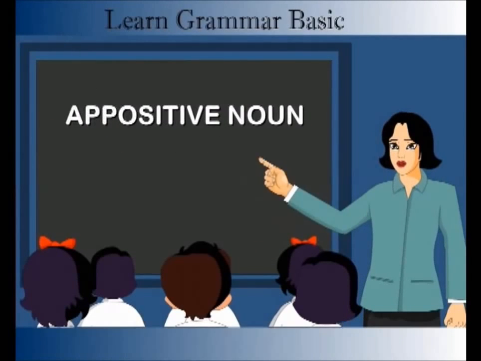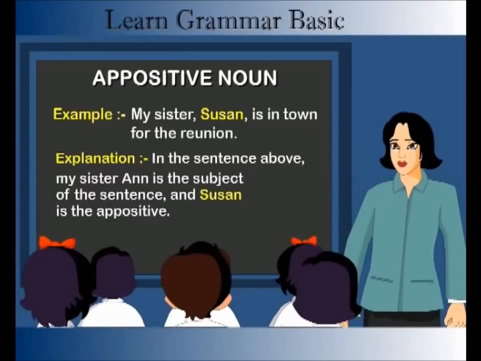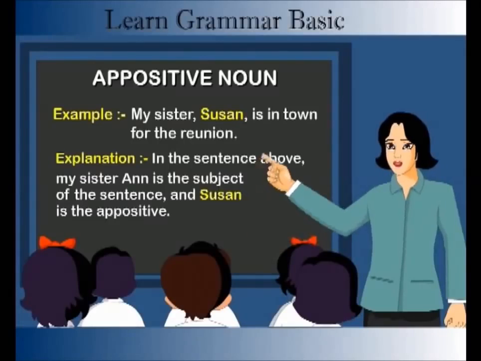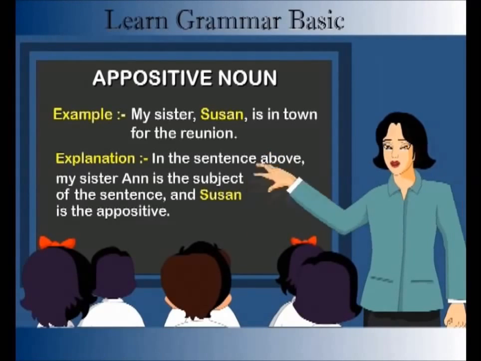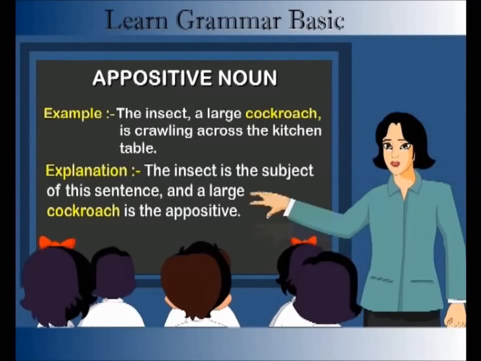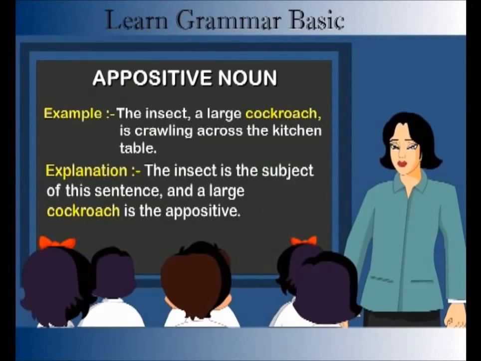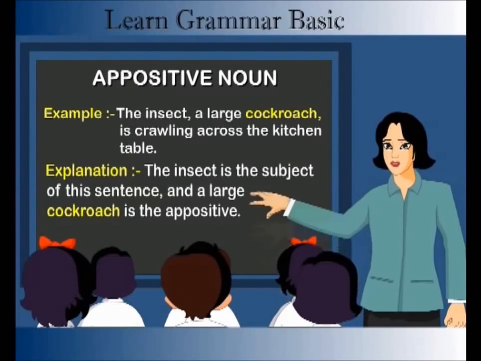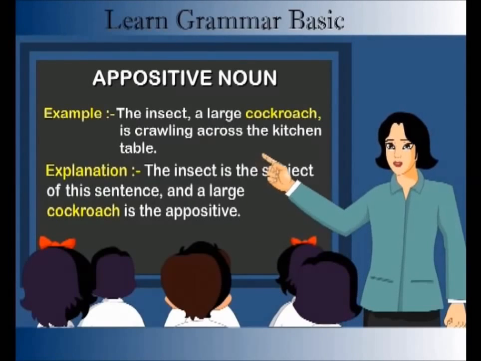Appositive noun. Example: my sister Susan is in town for the reunion. Explanation: in the sentence above, my sister is the subject of the sentence and Susan is the appositive. Example: the insect, a large cockroach, is crawling across the kitchen table. Explanation: the insect is the subject of this sentence and a large cockroach is the appositive.